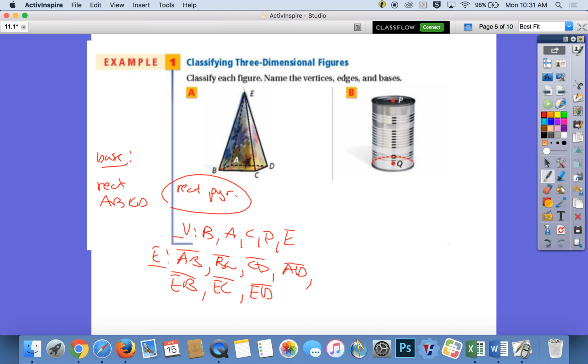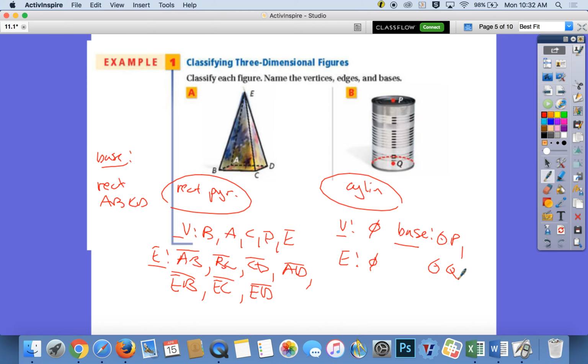So let's do a cylinder just so we can make sure that we're clear on how some different things can work. So this is just a cylinder, and there's nothing crazy about the cylinder. A cylinder is just a cylinder. And for my vertices, I have none. For my edges, I have none. And that's okay, because I just have a curved surface. And for my base, I have circle P, and I have circle Q, and that's how we'll name our bases.